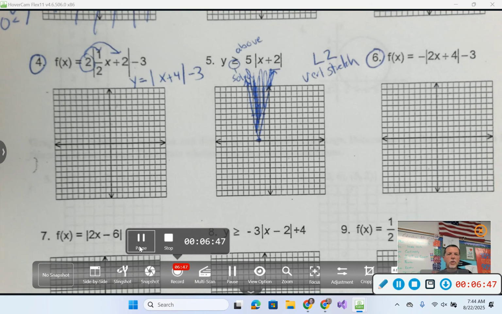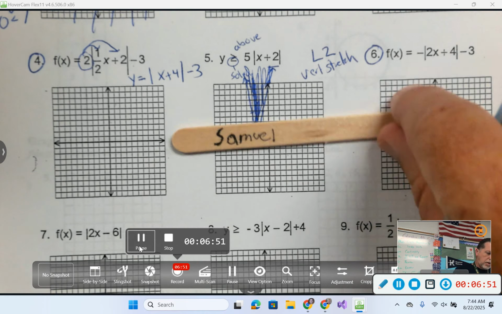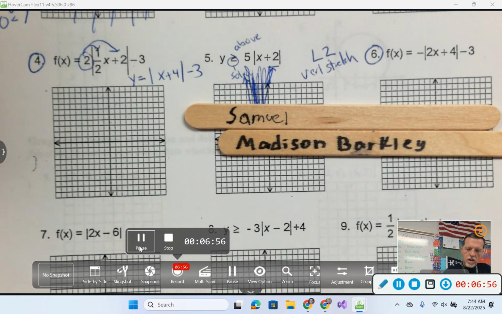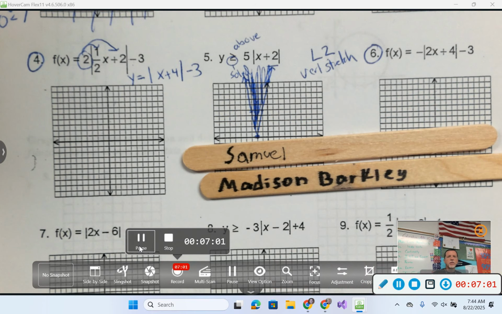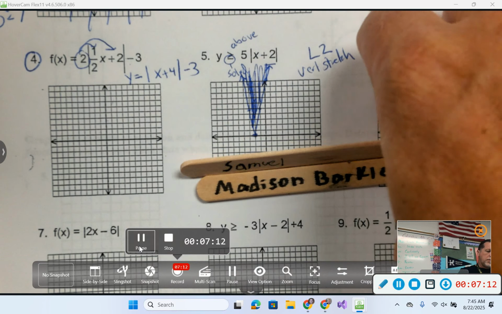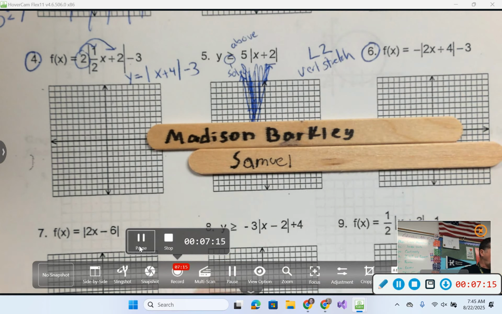So finish number 4. That doesn't take long now. In fact, I can probably pick on people on the fly for number 4. Samuel, what's one of the transformations that has happened? I'm not sure yet. So there's a plus 4 and a minus 3. I'll let Madison go first. Maybe that'll jog your memory. Madison, what's one of the transformations that's happened to number 4?